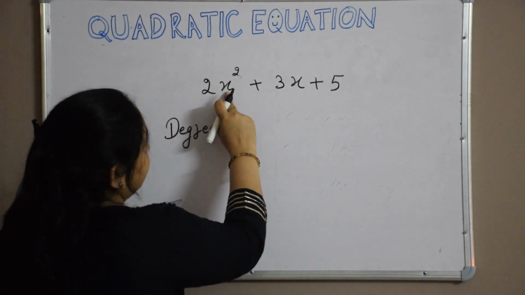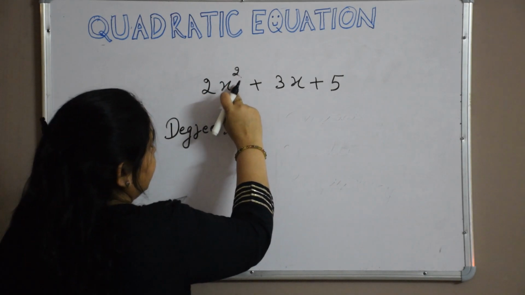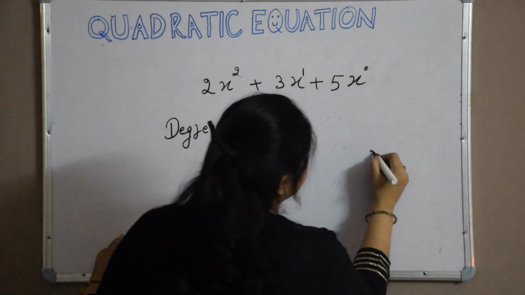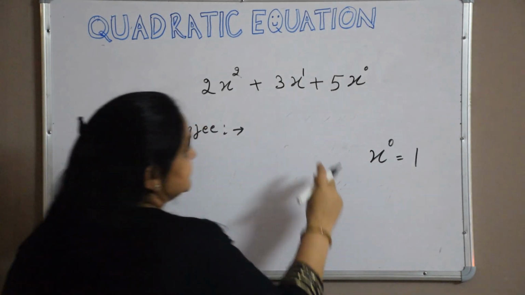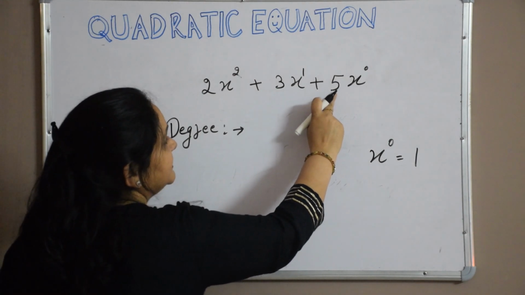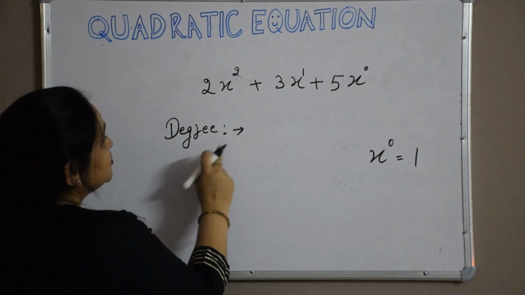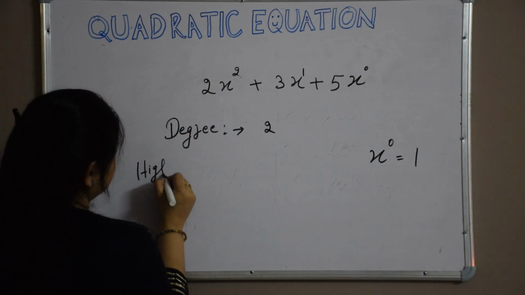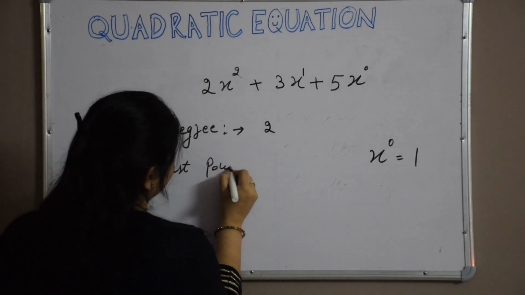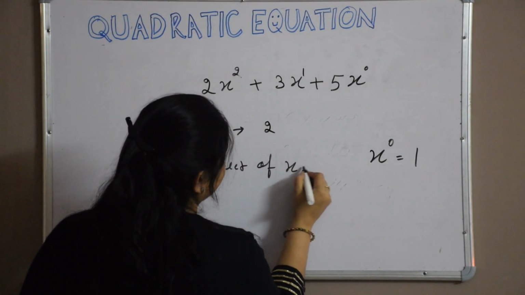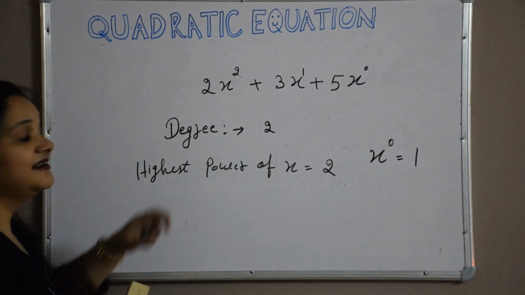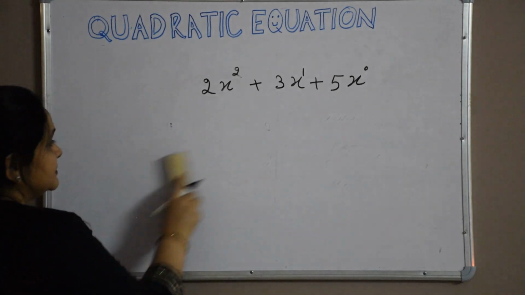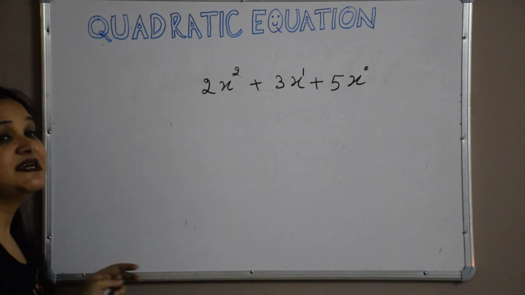Here x is raised to power 2, the exponent is 2; here it is 1; and here there is nothing, so we can say x raised to power 0, because we know that x raised to power 0 is always 1. So we can write this single constant term as 5 times x^0. So the degree here is 2. Degree means the highest power of our variable, and here the highest power is 2. So now we know what constants, variables, algebraic expressions and degree are.